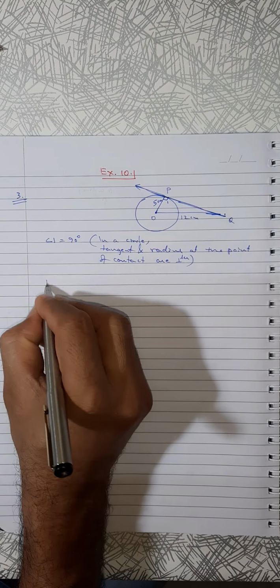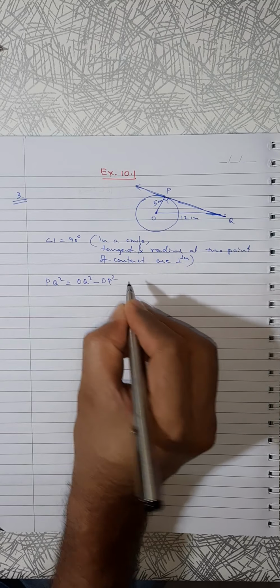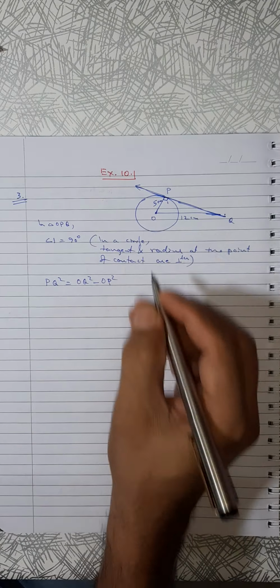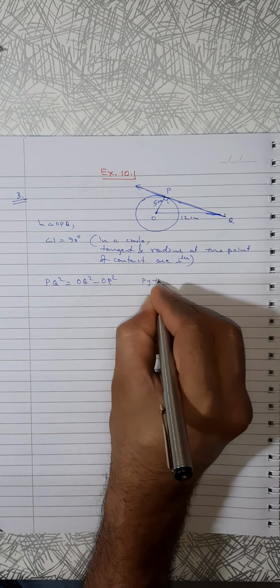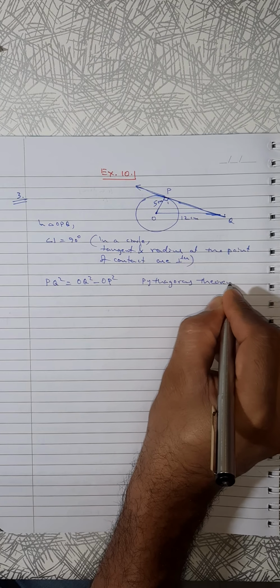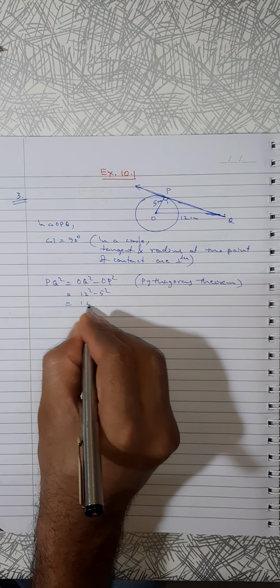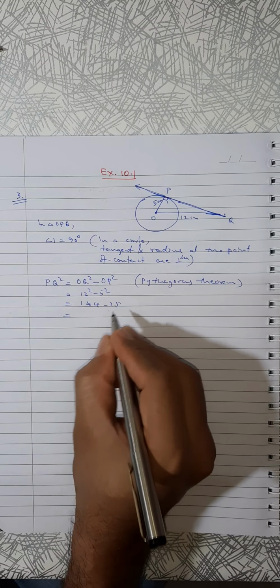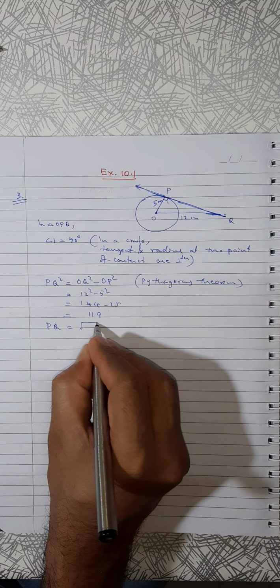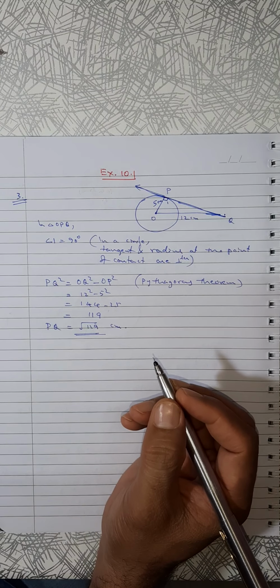Therefore Pythagoras theorem. PQ square equal to OQ square minus OP square. In triangle OPQ, angle 1 is 90, so Pythagoras theorem. That is 12 square minus 5 square, 144 minus 25. PQ is square root of 119 centimeter. That is given as option D in the question.